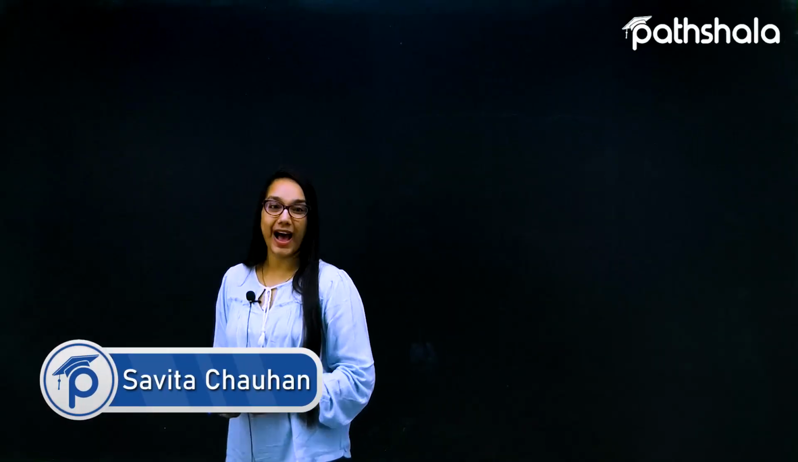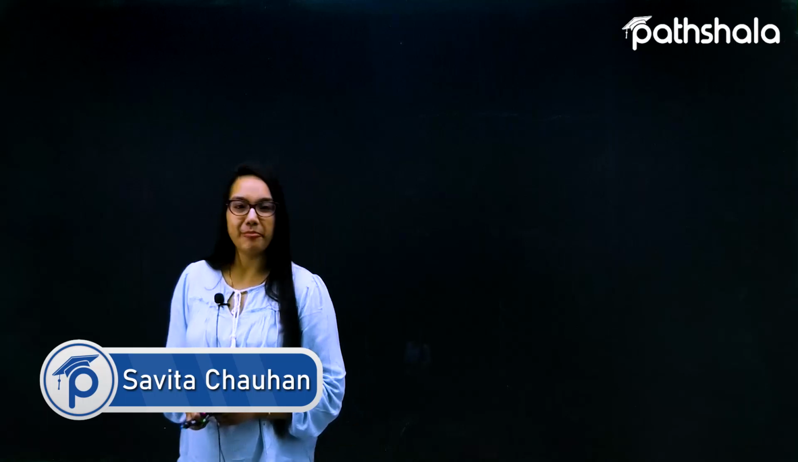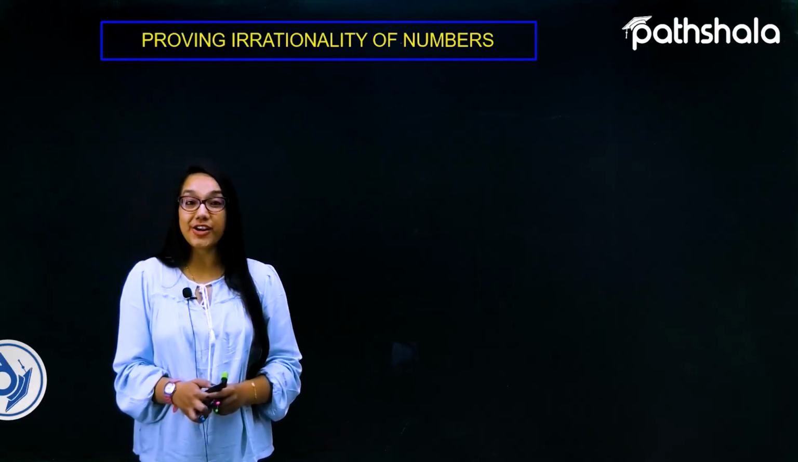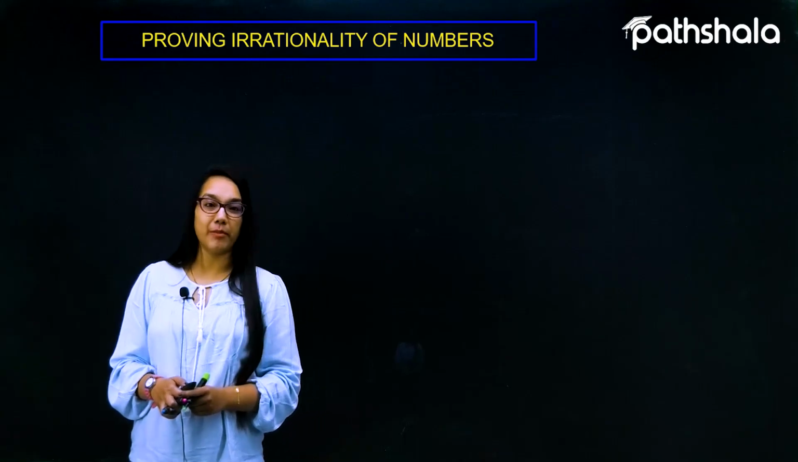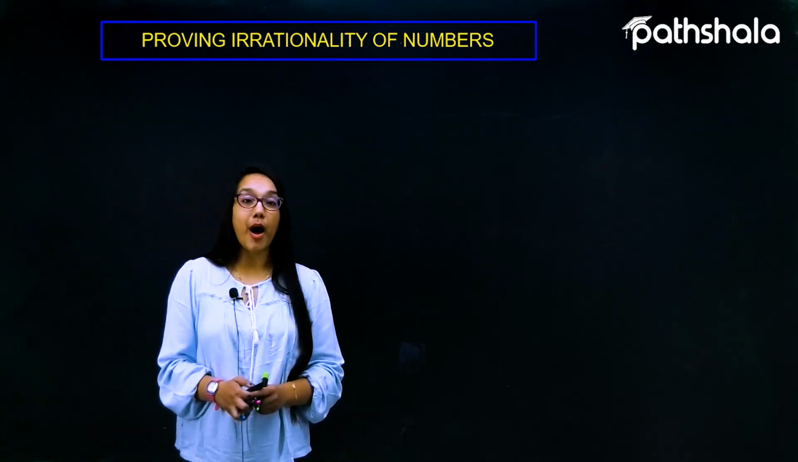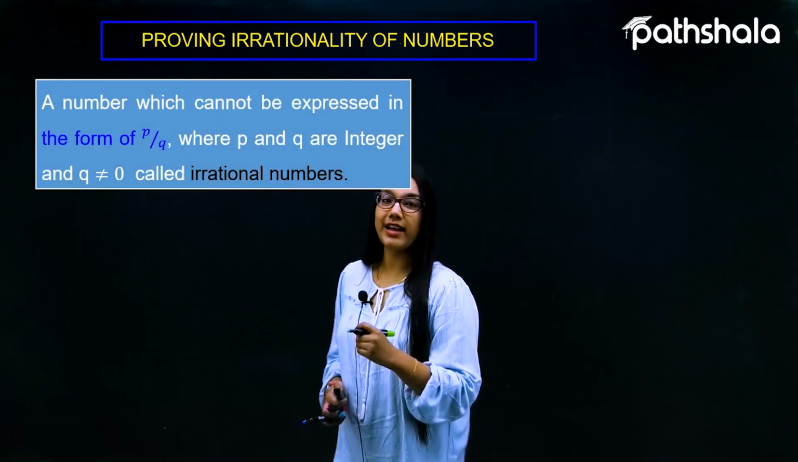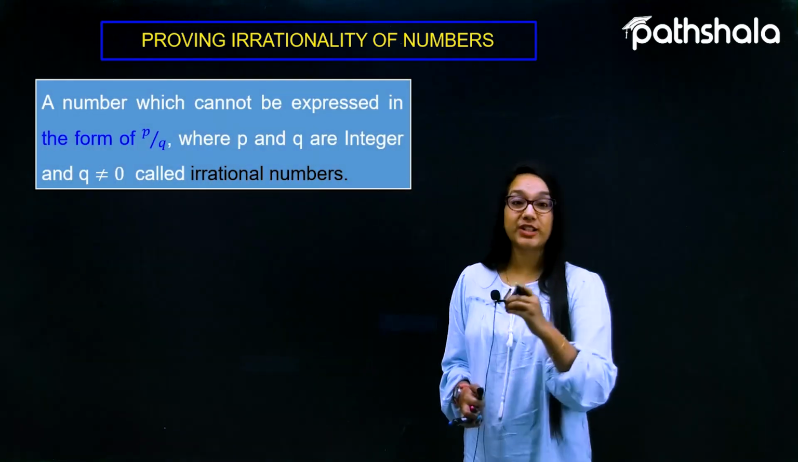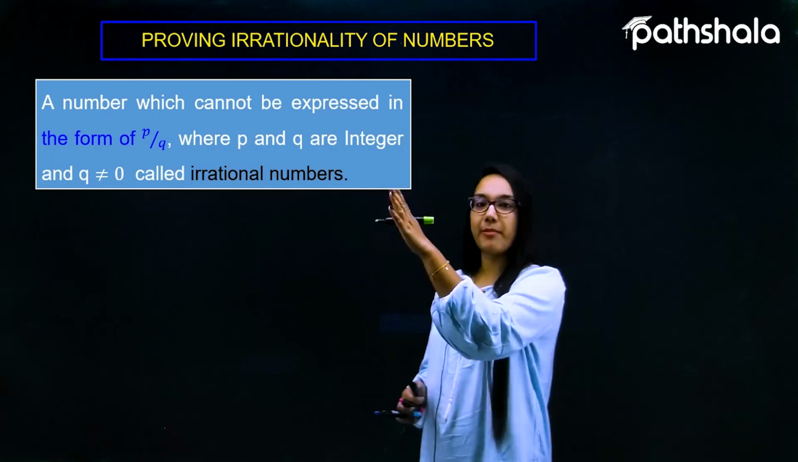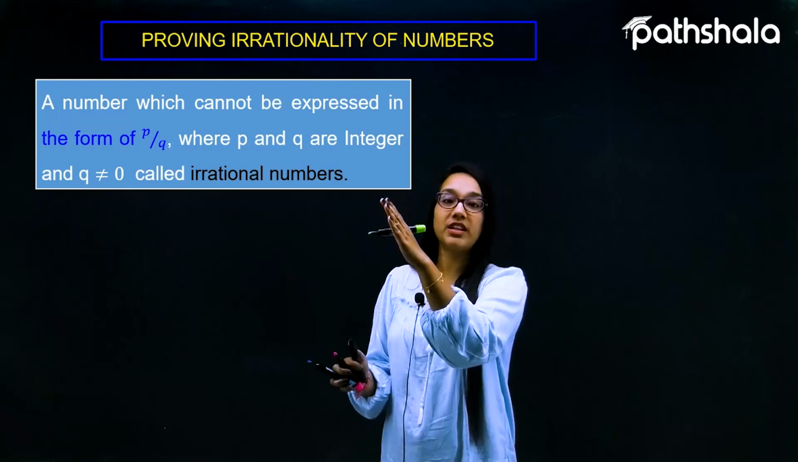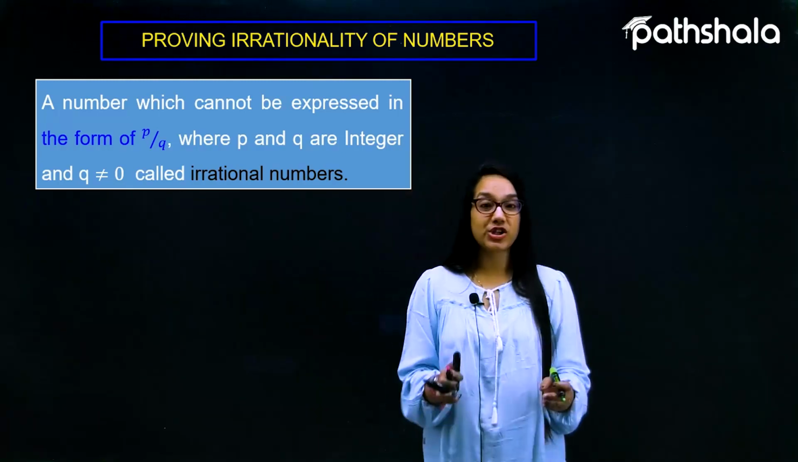Let's talk about an interesting number, called an irrational number. We are now talking about proving the irrationality of numbers. First of all, we'll talk about the meaning of an irrational number. As we know, a number which cannot be expressed in the form of p by q, where p and q are integers and q cannot be zero, is called an irrational number.